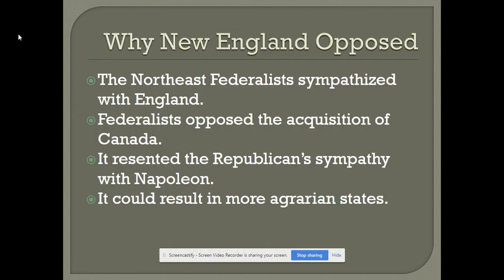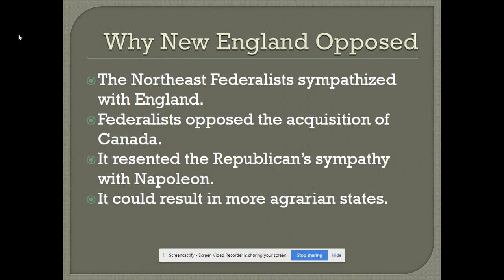So what ends up happening is Britain just refuses to stop impressing our American sailors. Madison goes to Congress and asks for a declaration of war. Now, New England is opposed to it. In fact, they threatened secession, and almost did. If it wasn't for the Treaty of Ghent, the end of the war, and the Battle of New Orleans, New England might have. But they sympathized with England because, you know why? They made a lot of money trading with England.